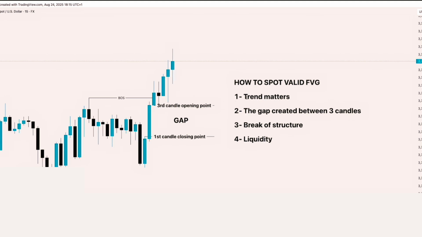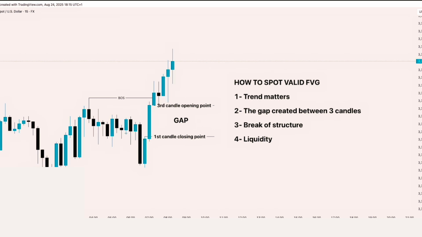Now, number 1, the trend matters. It is important you also pay attention to the trend, just like I stated when we were talking about order blocks, because the probability of your trade playing out when you're sticking to the trend is higher than when you are going against the trend. And for the fair value gap, it happens when the momentum is very high. And when the gap happens, the price can just come back, tap in, and keep moving. So that's why you need to pay attention to the trend if you want to catch smart entries using a fair value gap. And then the gap is created between 3 candlesticks.